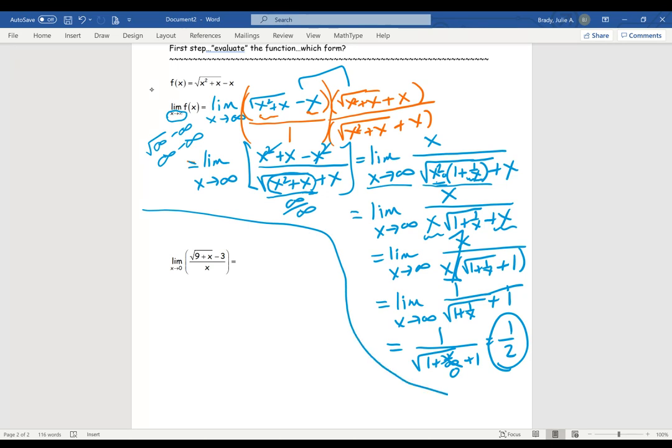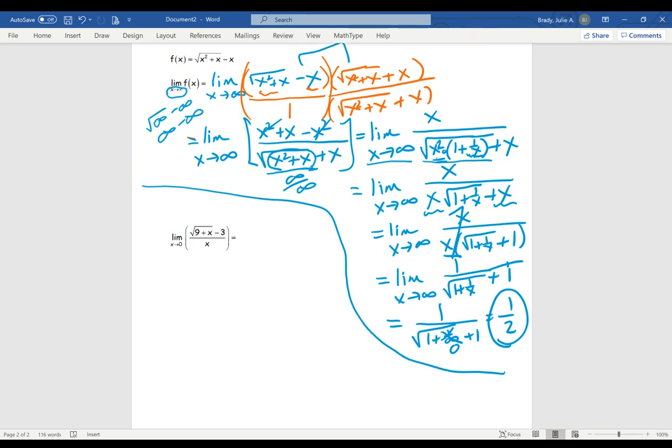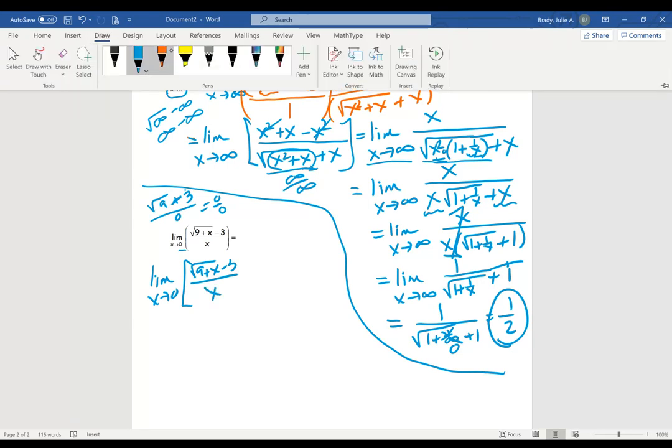Now let's do this one. You ready? Again, if you try to put 0 in, you will get the square root of 9 minus 3 over 0, which is 0 over 0. You're back to an indeterminate form. Next year in calculus, you'll learn a different way to do this, but we're going to use our good algebra skills. The limit as x goes to 0 of the square root of 9 plus x minus 3 over x. We're going to do the same thing, which is multiply by the conjugate.